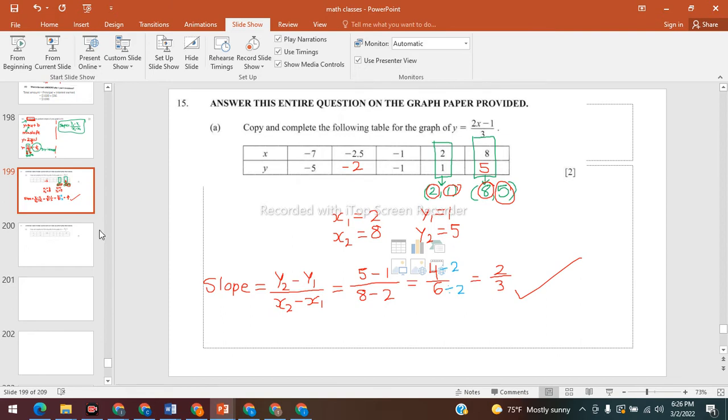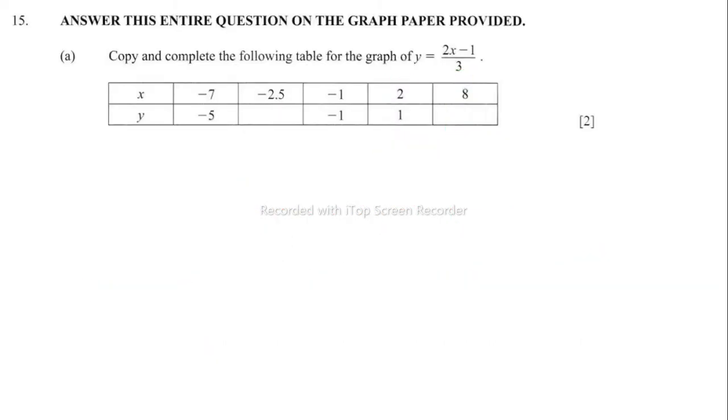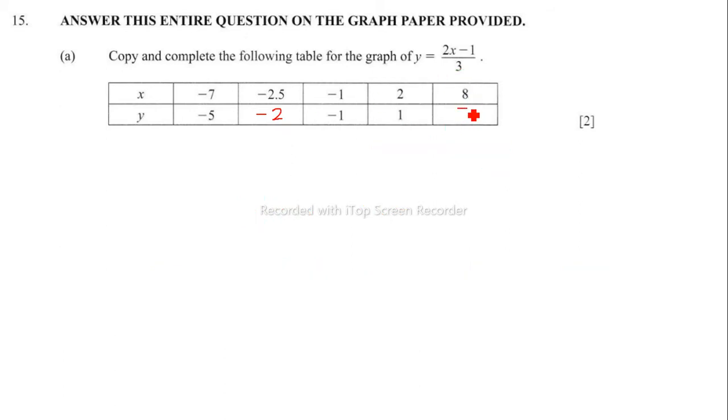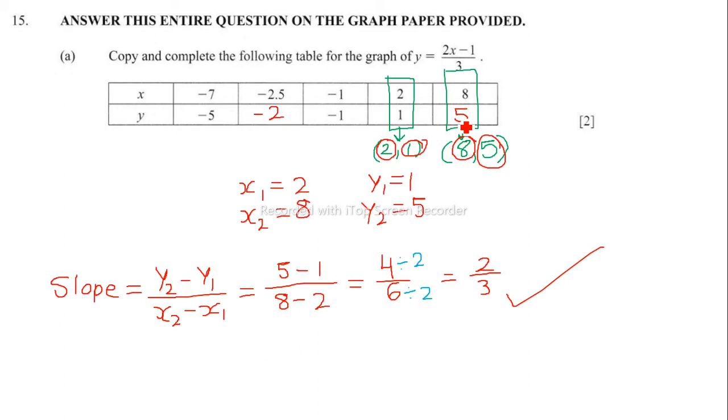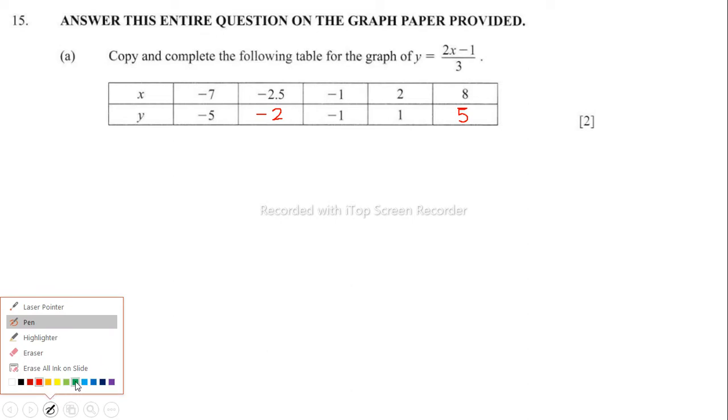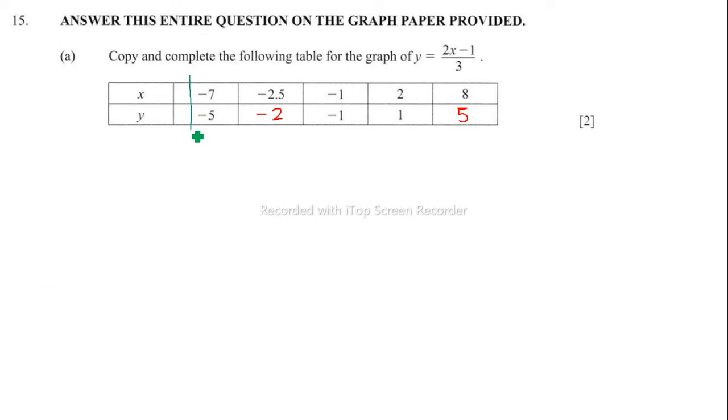So -2. It's going to be -2, and then this is 5. So -2 and 5. Okay, good. We're going to use the first two, right? So it's going to be -7 and -5. This one, right? And then this one, right? Okay, good.